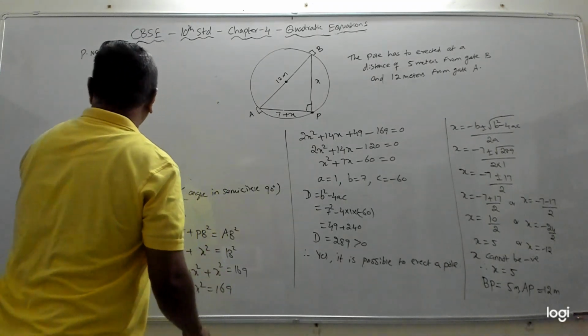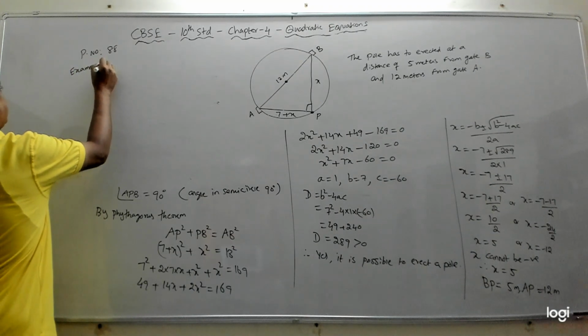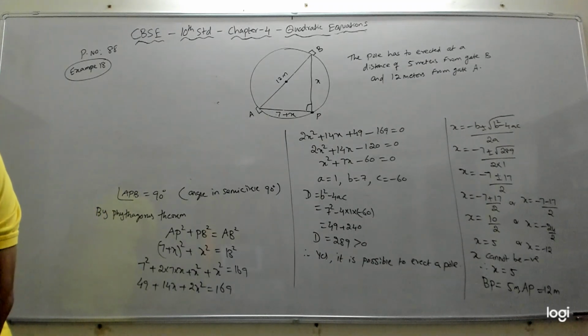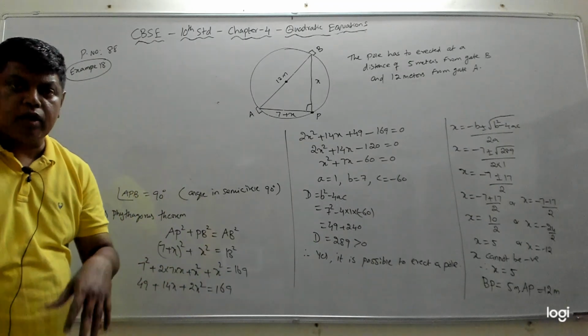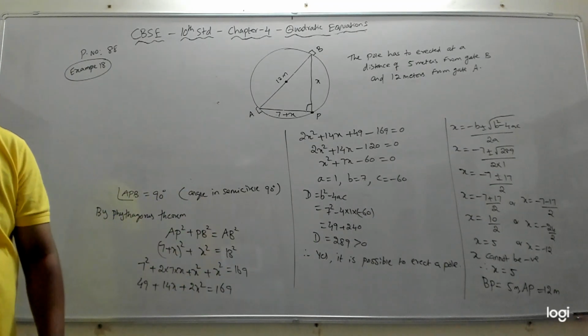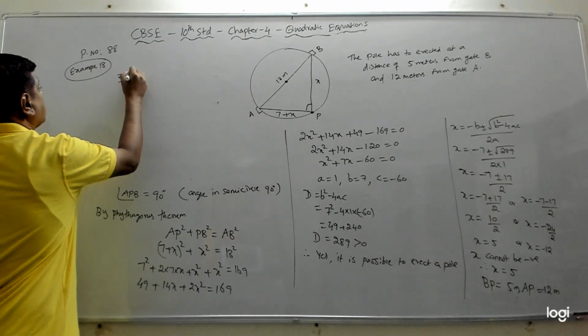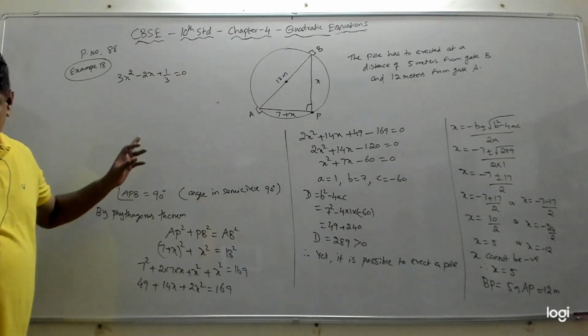So next problem is example 18. Now what is example 18? Example 18 is the discriminant. Find the discriminant of the equation and hence find the nature of the roots. Find them if they are real. So let's write the equation: 3x square minus 2x plus 1 by 3 equal to 0. This is the given equation.